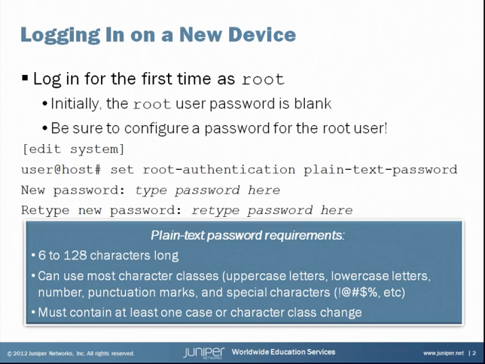There are default requirements for plain text passwords in the Junos OS. The password must be between 6 and 128 characters long. You can include most character classes in a password. The classes are uppercase letters, lowercase letters, numbers, punctuation marks, and other special characters. However, control characters are not recommended. Valid passwords must contain at least one change of case or character class. So for example, you can create a password with upper and lowercase letters, or lowercase letters and numbers, that sort of thing. Of course, the stronger the password, the better, especially for the root account.